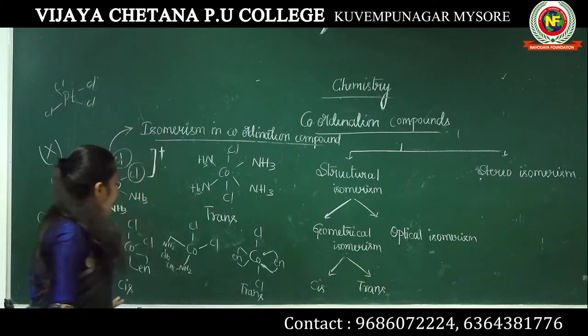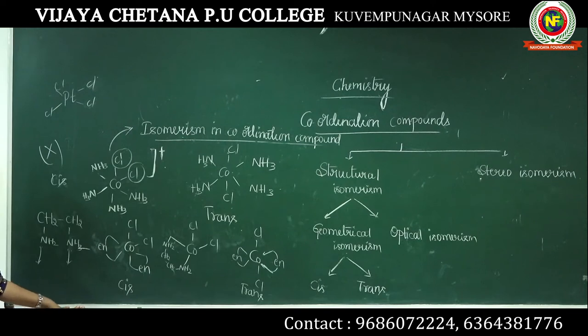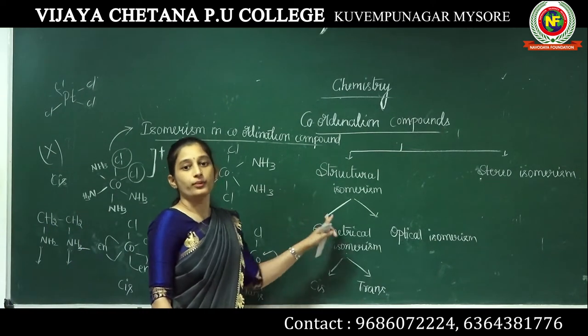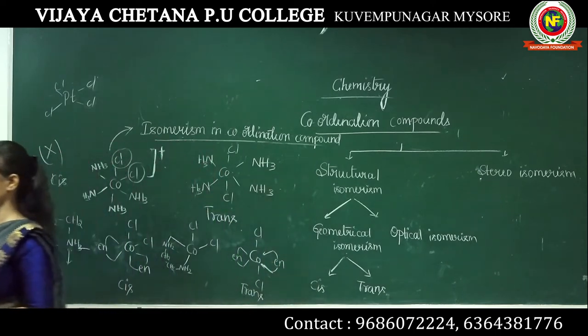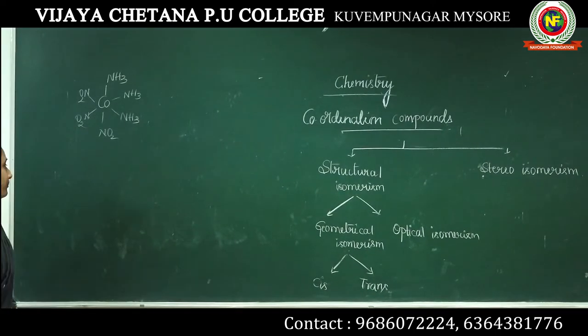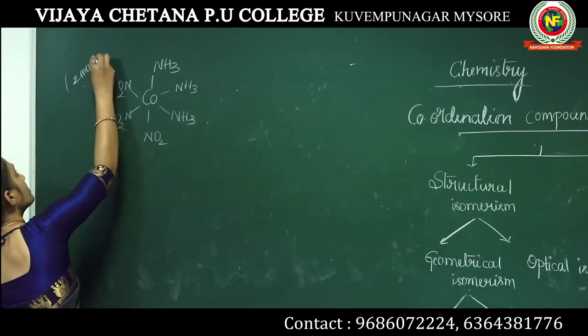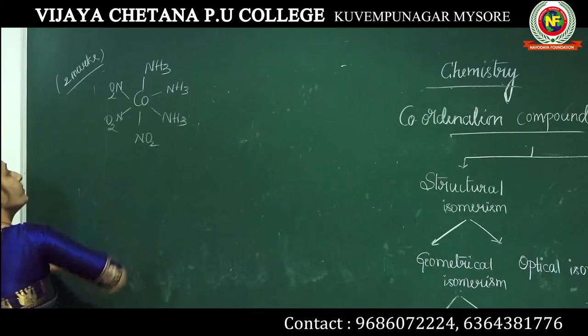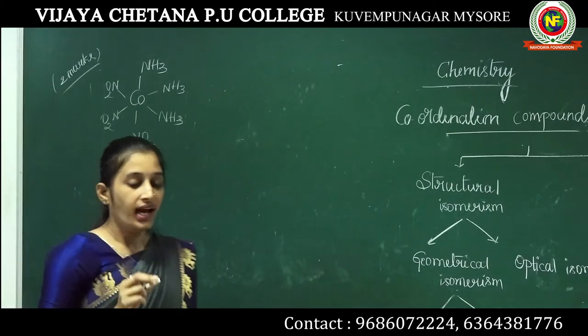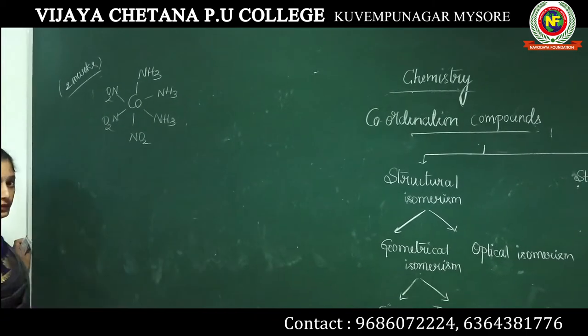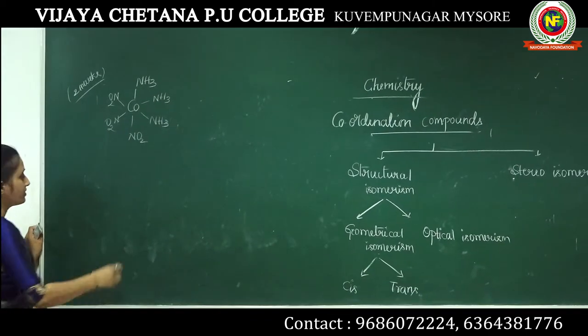This is regarding cis and trans form of geometrical isomerism. See, this one is there, no? This one is very, very important for 2 marks. In examination, how will they ask the question? They will give the formula for this compound. How to write this?